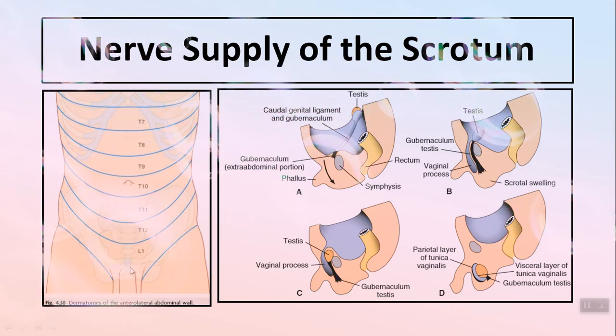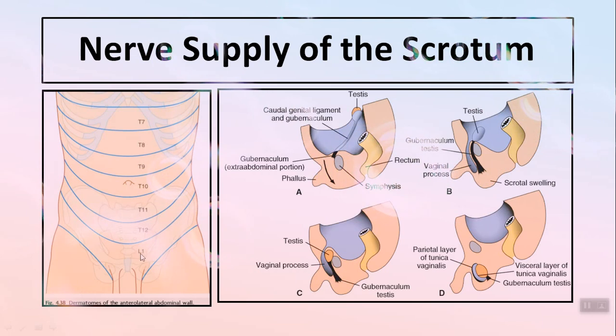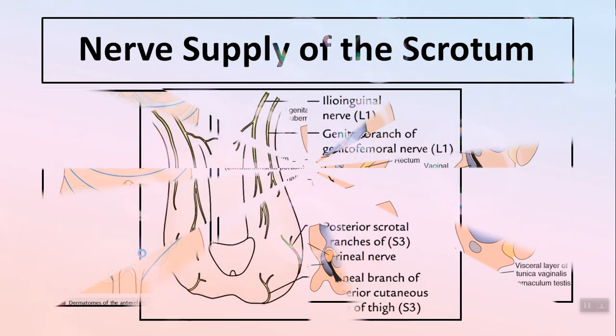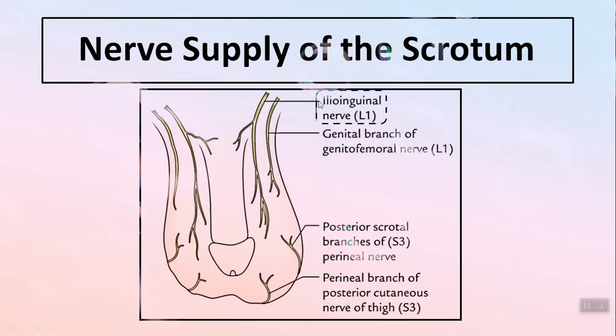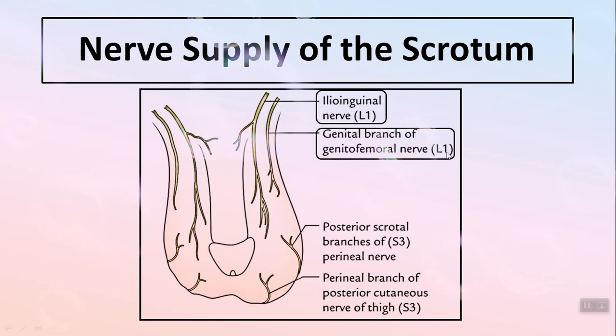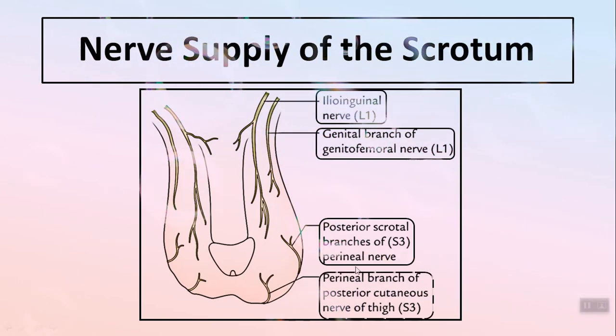So it is supplied in part by the first lumbar nerve, L1. From this nerve, the ilioinguinal nerve, which has a root value of L1, and the genital branch of the genitofemoral nerve, also L1. Posteriorly, the scrotum is supplied by posterior scrotal branches of S3 and the perineal nerve, and the perineal branch of the posterior cutaneous nerve of the thigh, S3.